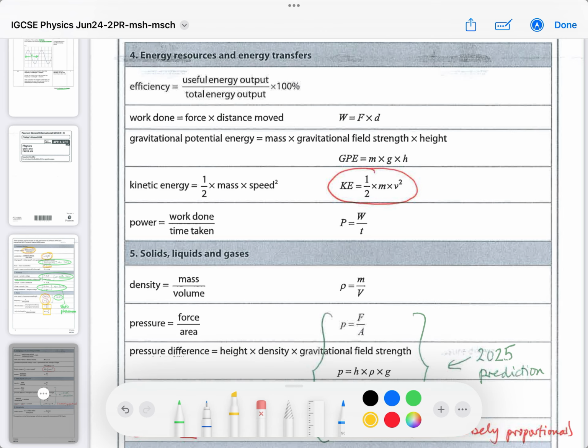Radioactivity doesn't have any equations. So they also asked us about kinetic energy. They haven't asked us about potential energy or work done. So this could be a 2025 question.